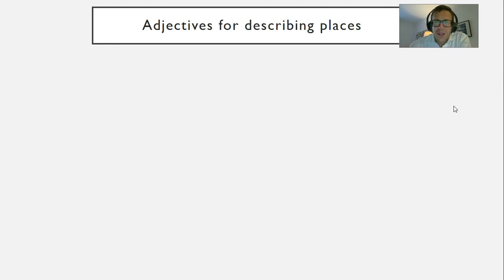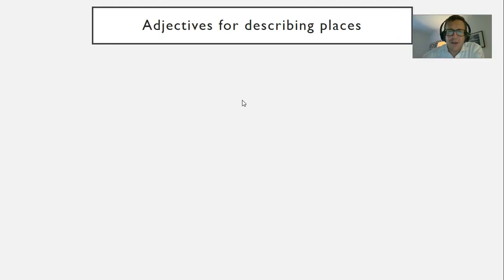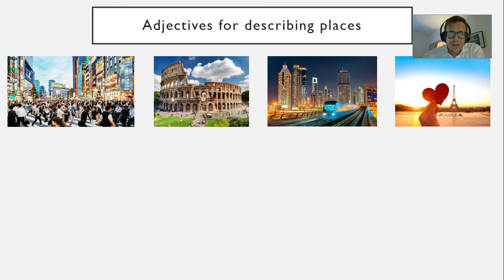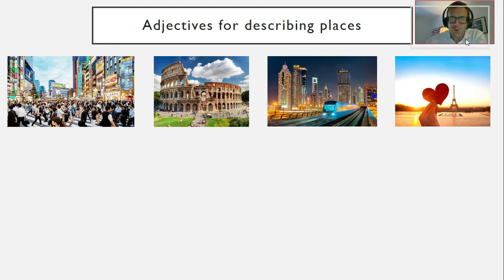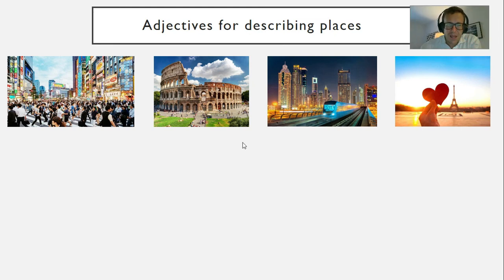And then we had adjectives for describing places. So here we have 4 types of cities, and there were 16 adjectives, I think, no, 20, and we'll go through them quickly. Arty, colourful, cosmopolitan, crowded, dangerous. Crowded and cosmopolitan, you could say, is in this picture.